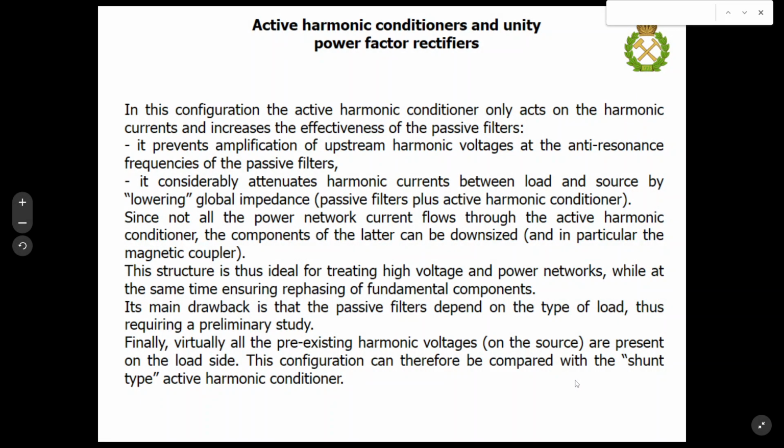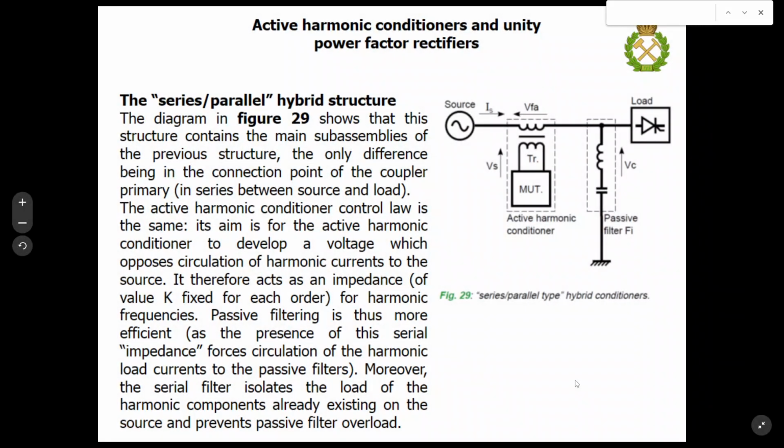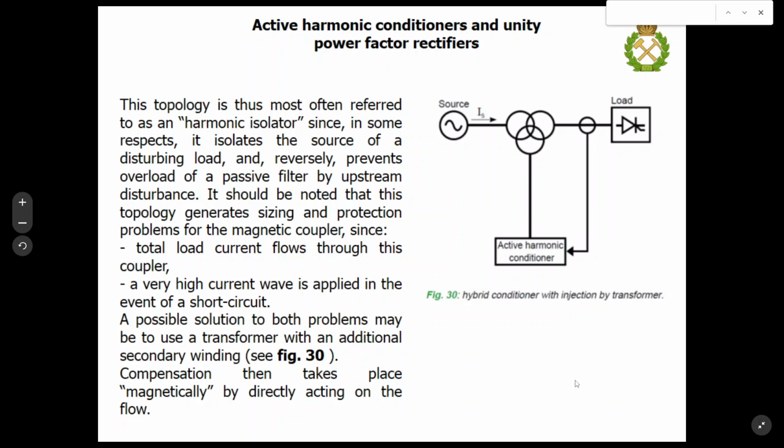You may meet other different topologies of such hybrid filters. For example, here you may see the series parallel type of such hybrid conditioner. Also here you may see the voltage type of active harmonic conditioner and current type of passive filter, resonant shunt filter, for example.